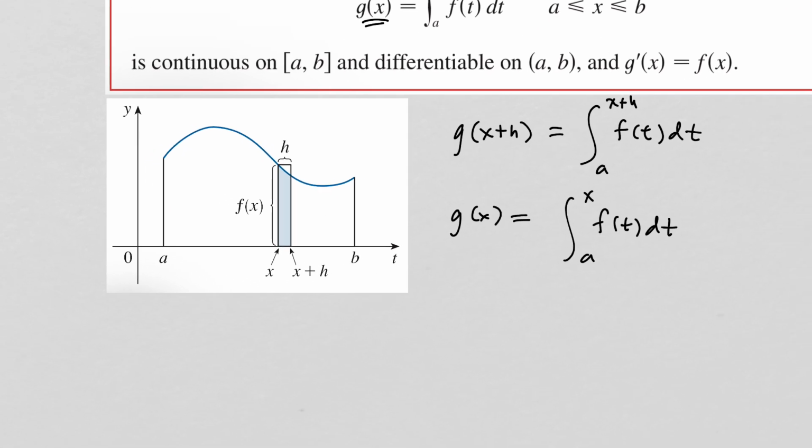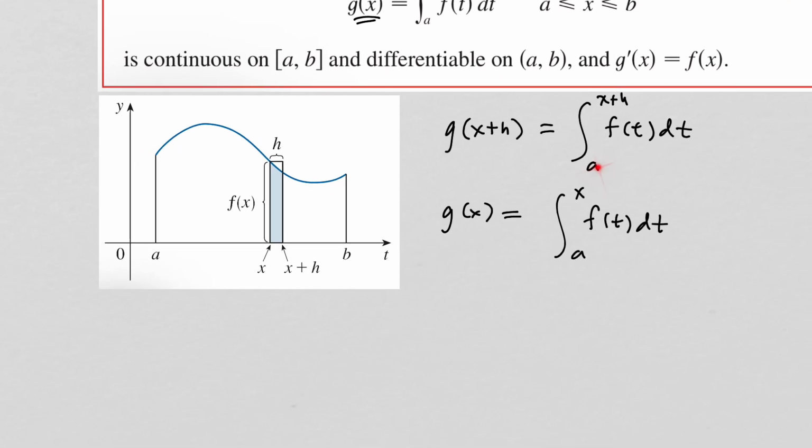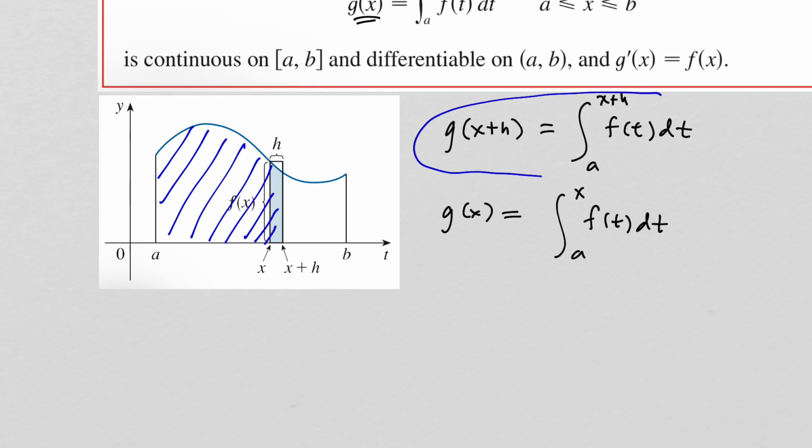Now, if you look at the picture, the integral from a to x plus h is the area under the curve from here to here. So I'm going to color that in blue. Okay, so that is this integral. And then the integral from a to x of f of t dt is simply the area from a to x, so just a little bit short of x plus h. And I'm going to color that area green.